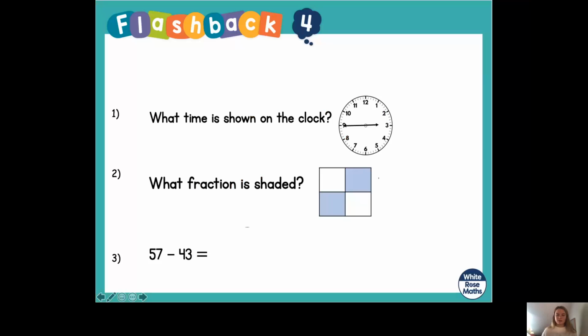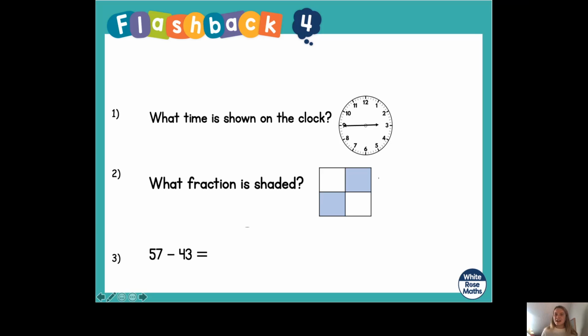So here's your flashback for today. Again, you have 3 questions. In the first question, you need to have a look at the clock and have a look at the minutes hand and the hour hand, and I would like you to tell me what time is shown on the clock. Then in the second question, you need to have a look at the shape and tell me what fraction of this shape is shaded in blue. Then number 3, you need to work out 57 subtract 43, and I would recommend using column subtraction to help you here. Okay, so pause the video now and have a go at your flashback.